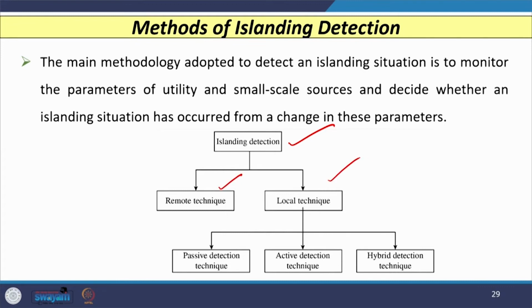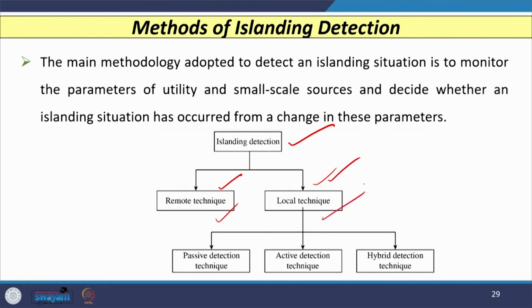As the name suggests, remote techniques need a communication device or medium to acquire the data from various buses. That is why the name given is remote techniques, whereas the local technique is the technique which acquires the data from the local bus, and based on those data this technique will take certain decisions.